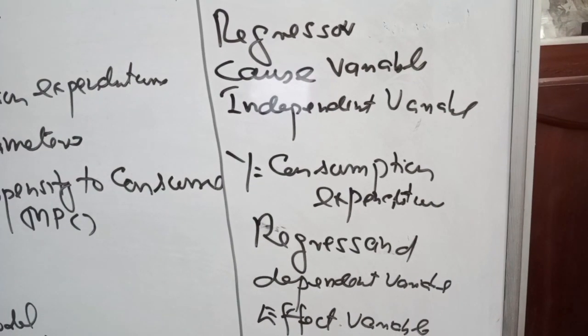That is, in an economic model, there is a regressor, the independent variable, which causes variation, and a regressand, which is the effect variable, which receives the effect of the independent variable or regressor. So this is an example of an economic model.